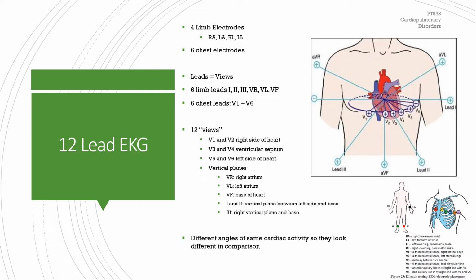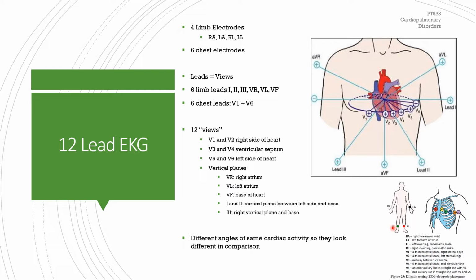To start off, we have 10 electrodes that are attached to the client, and if you look at this bottom picture, you'll see we have 4 limb electrodes, arm, leg, and leg, and then we have 6 chest electrodes, V1 through V6. Those combine to give us our leads, and leads means views. So we have a view of V1 through 6, so that's 6 views. Those are the chest leads. And then from those limb leads, we have 3 views that are very self-explanatory. Right arm, left arm, that's VR and VL, and left foot, that's VF.